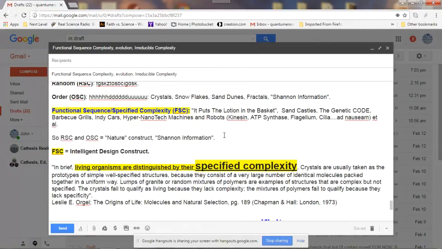From Leslie Orgel, he was the grand poobah of origins of life research. He wrote this in 1973. In brief, living organisms are distinguished by their specified complexity. Crystals are usually taken as the prototypes of simple, well-specified structures because they consist of a very large number of identical molecules packed together in a uniform way. Lumps of granite or random mixtures of polymers are examples of structures that are complex but not specified. Crystals fail to qualify as living because they lack complexity. The mixtures of polymers fail to qualify because they lack specificity.